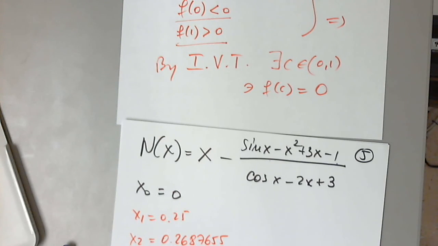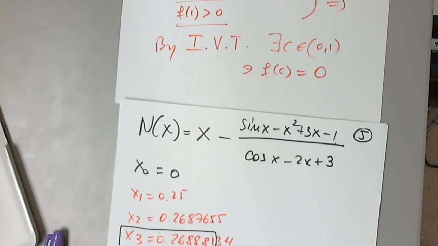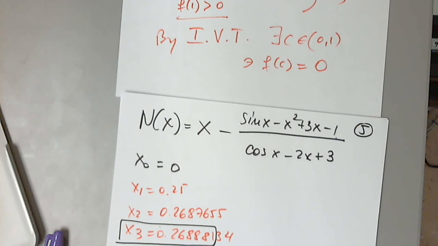So with 6 decimal places, because they repeat already, 1, 2, 3, 4, 5, 6, 7, 8 already repeat. The solution is 0.268881. So I didn't have to copy the next. So this is the solution. And the method basically converged in 3 steps. Why I didn't copy the next one is because all these digits were repeating. So there's no need to copy the next one. Although the next one is a better approximation, but we decided to stop at 6 decimal places.